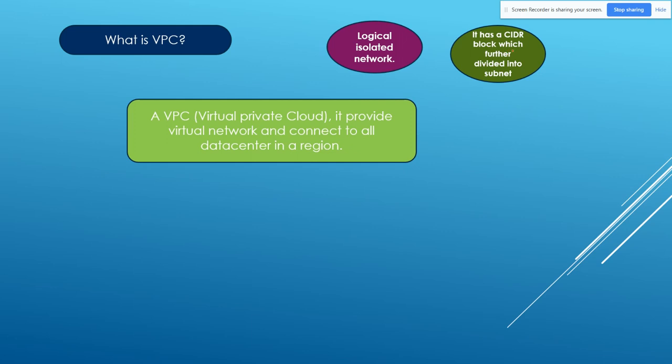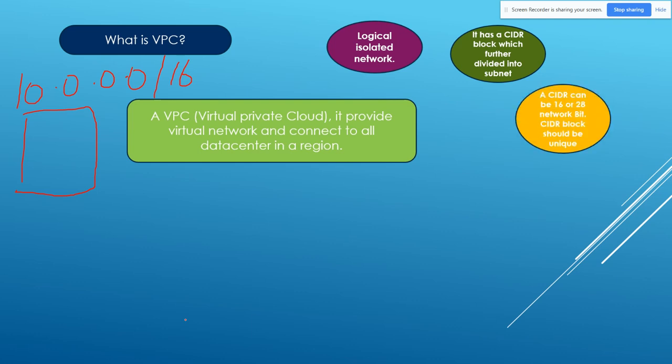Second, it has a CIDR block which is further divided into subnets. Whenever you plan to design a VPC, first of all you have to think about the CIDR block. This CIDR block should not be similar to your on premises network if you are going to create a VPN connection later. A CIDR block can be minimum 16 bit and maximum 28 bit, not less than 16 or more than 28. CIDR blocks should be unique, and as I said, should not match your on premises network if you plan to set up a VPN connection from on premises to AWS. So make sure it is not overlapping.